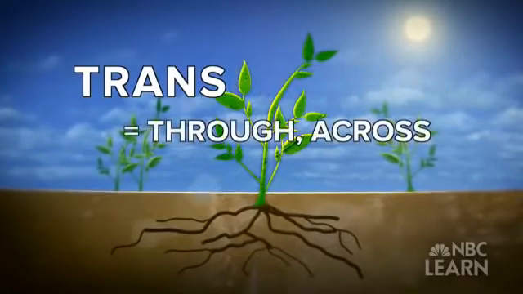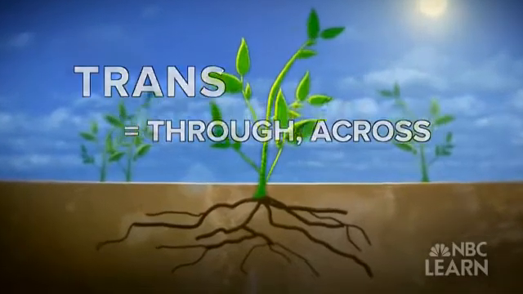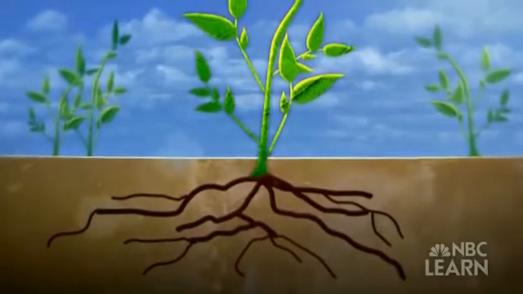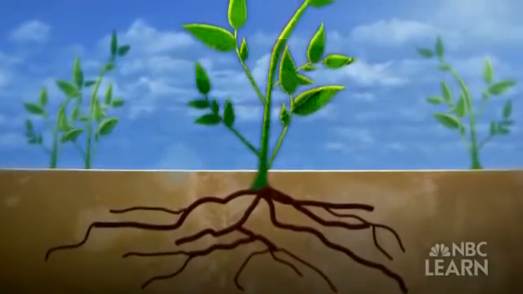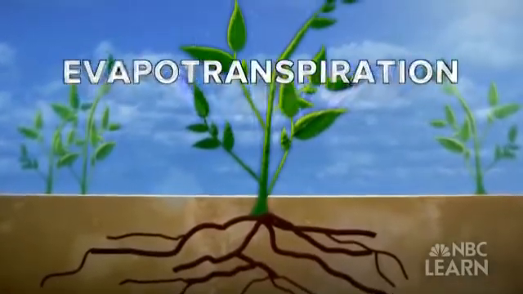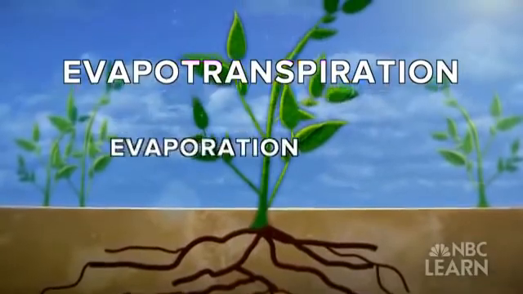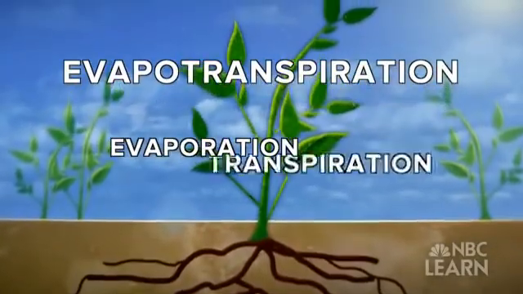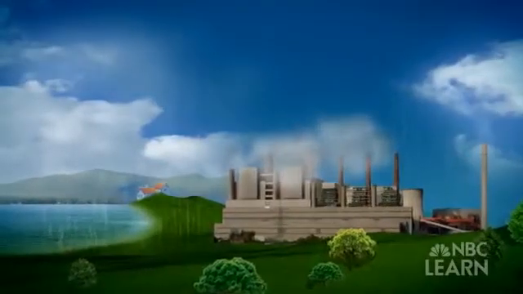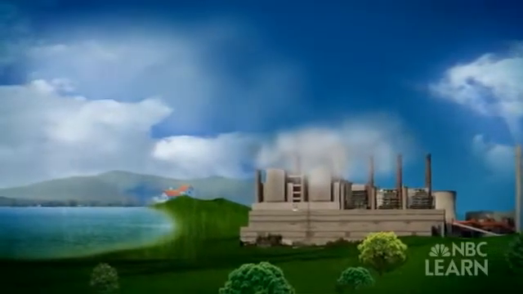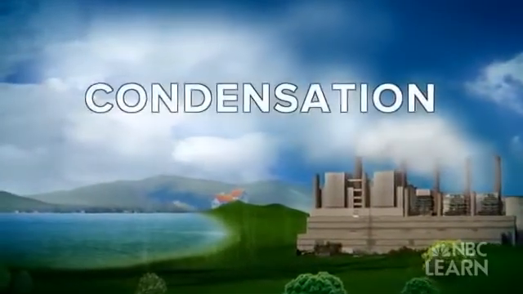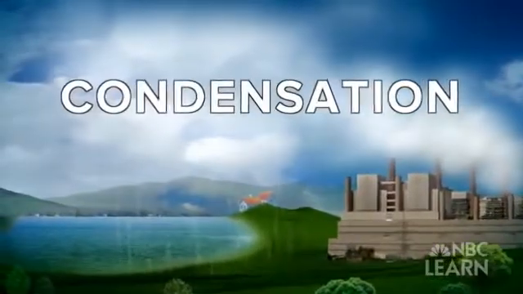Trans means through or across. Plant roots draw up groundwater. And plants pull that water up through their stems into their leaves and then release it back out through evapotranspiration. Evapotranspiration, a spelling bee-worthy term for evaporation from soil and water surfaces plus transpiration from plants. Evaporated water molecules are tiny enough to flow into the air, mix with smoke and dirt particles in the atmosphere, cool, condense into visible masses of water vapor, clouds.